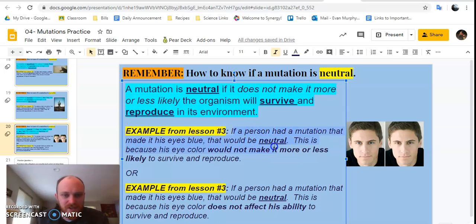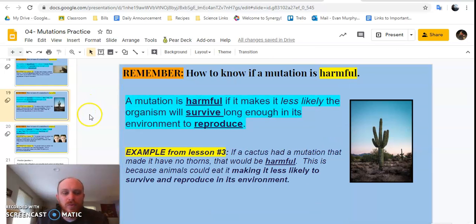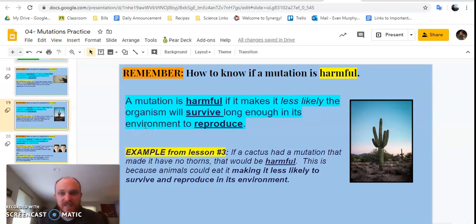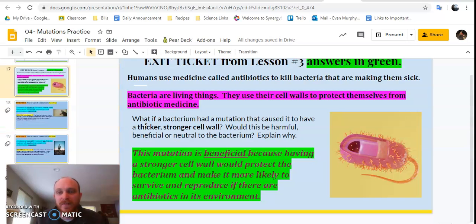So if a person has that mutation, it would be neutral. This is because eye color would not make it more or less likely to survive and reproduce. Another way to say that is this is because eye color does not affect its ability to survive and reproduce. That's how you know it's neutral. So if you want, go back and listen to the last 2 minutes of my explaining those 3 slides, and you should always be able to figure out if something's beneficial or harmful.